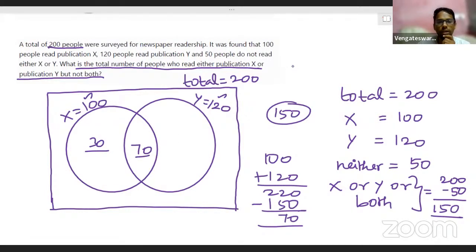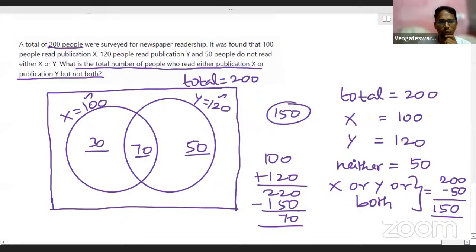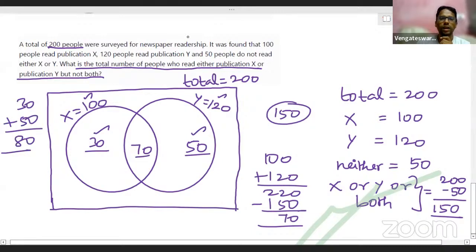Yeah, very good. Only Y. The answer should be 120 minus 70. This will be 50. Understand that, students? So this 100 is inclusive of this 70. This 120 is also inclusive of this 70. But I don't want this 70. So remove 70 from 100, which gives 30. From 120, remove 70, which gives 50. So I want the count of these two sets. So 30 plus 50. So the answer to the question will be 80.